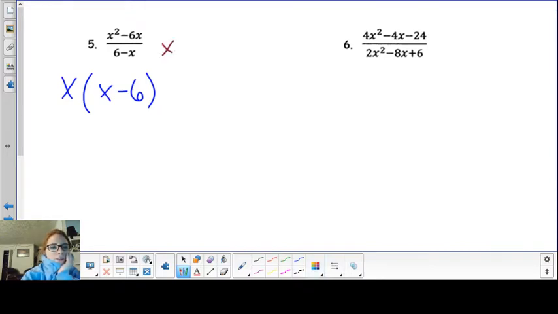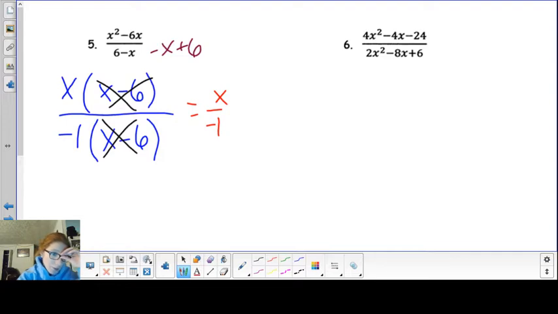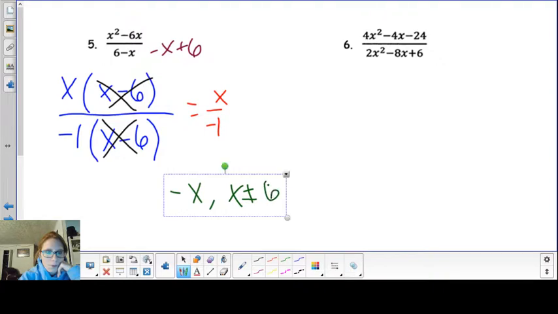So I have negative x plus 6. So what do I want to divide out of that? Get a negative 1. So I'm left with x minus 6. So my x minus 6 and my x minus 6 cancel out. So I'm left with x divided by negative 1. What is x divided by negative 1? Well, it's simply just a negative x. So negative x is all I have left here, where our x cannot be equal to 6.